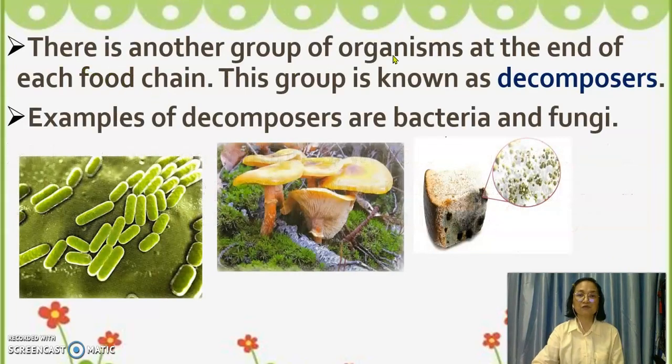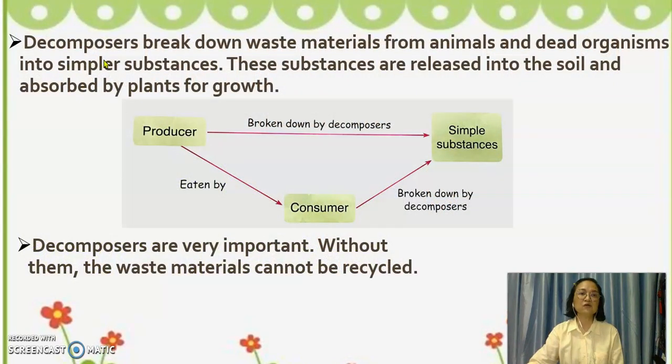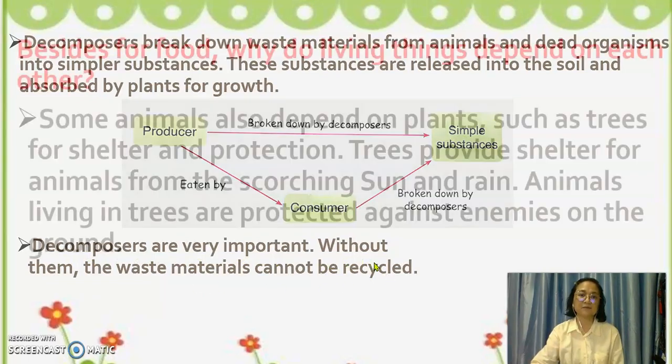There is another group of organisms at the end of each food chain. This group is known as decomposers. Examples of decomposers are bacteria and fungi. Decomposers break down waste materials from animals and dead organisms into simpler substances. These substances are released into the soil and absorbed by plants for growth. Decomposers are very important. Without them, the waste materials cannot be recycled.